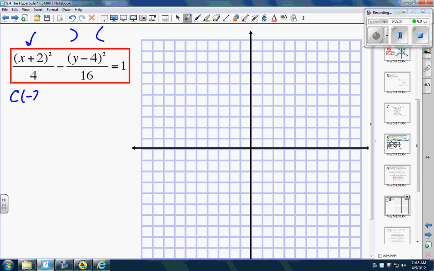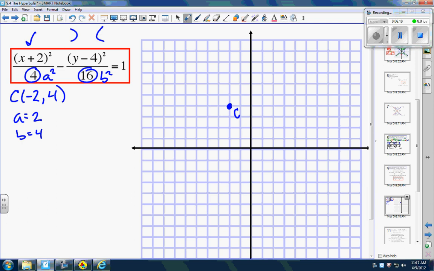I know the center is -2, 4, because we always take the x-coordinate first. Now, with hyperbolas, you do have to remember your a squared value always comes first. So that means a is a 2. That means this is your b squared, so b is a 4. So before I do anything else, I'm just going to plot what I have. Label that as your center.